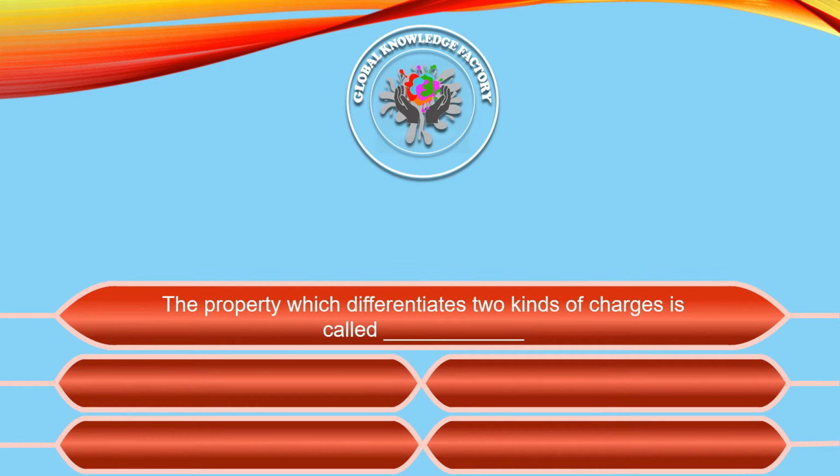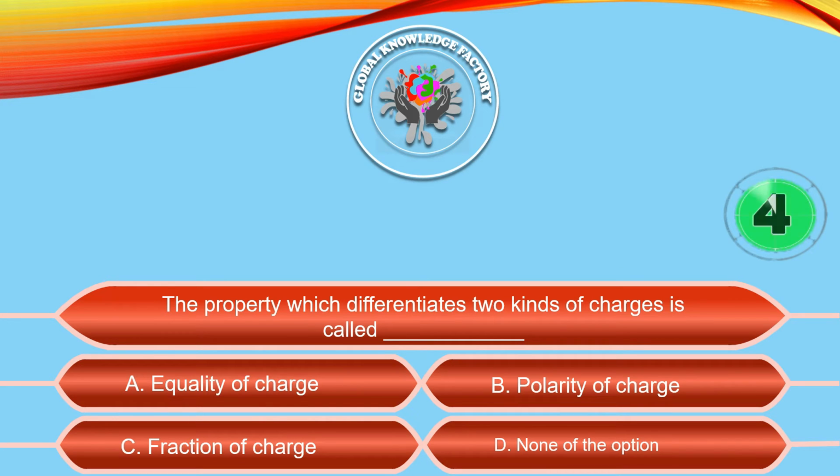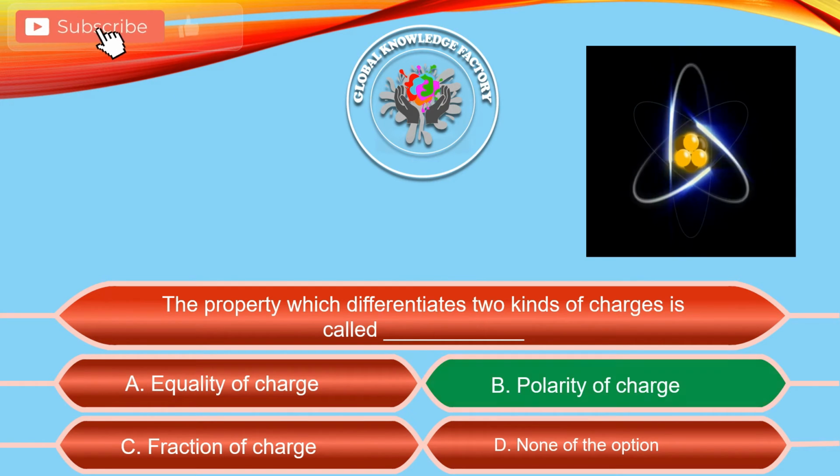The property which differentiates two kinds of charges is called: A. Equality of charge, B. Polarity of charge, C. Fraction of charge, D. None of the options. Answer is B. Polarity of charge.